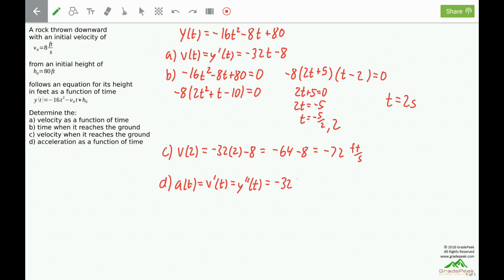The units of acceleration are the distance units of feet over time squared, seconds squared. So we have a negative 32 feet per second squared.